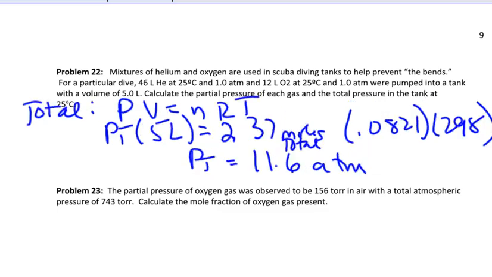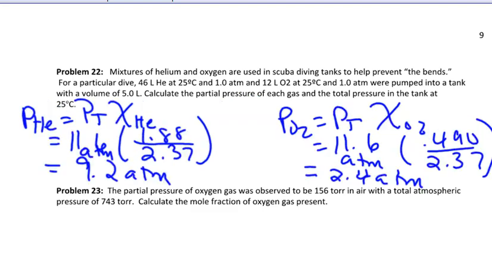pressures. Once again, I used the PV=nRT equation and found that the total pressure times 5 liters equals the total moles, 2.37 moles. Where did I get that? The 1.88 plus the 0.490 from the helium and the oxygen. I solved and got the new pressure is 11.6 atm. From there, we need to solve for the partial pressures of each. Again, we told you how to do the mole fraction. Go ahead and set that up for each of them. Pause this, figure it out, and check back in.